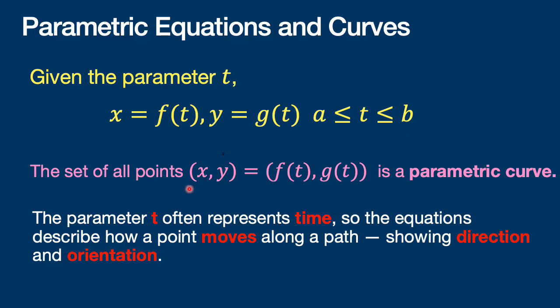So when you have all the points x, y depending on t values, that collection of x, y points we call a parametric curve. The parameter t usually represents time. This equation describes how a point moves along the path, showing direction and orientation.